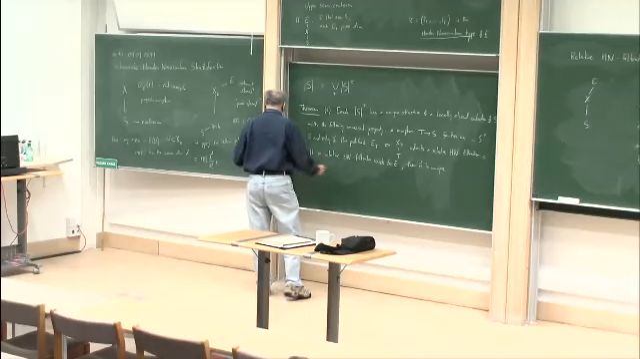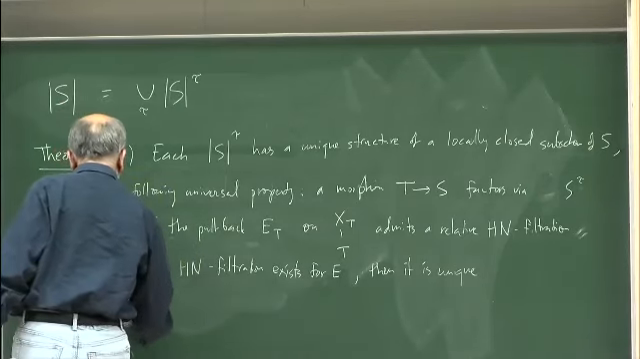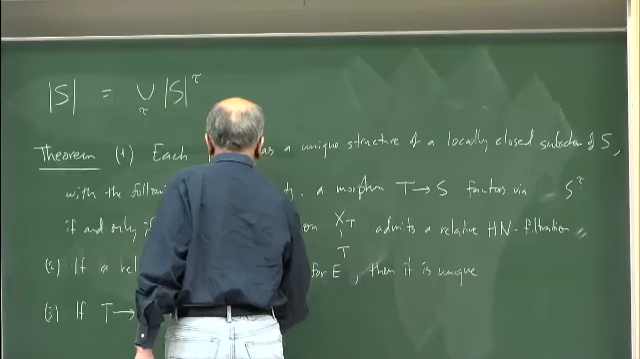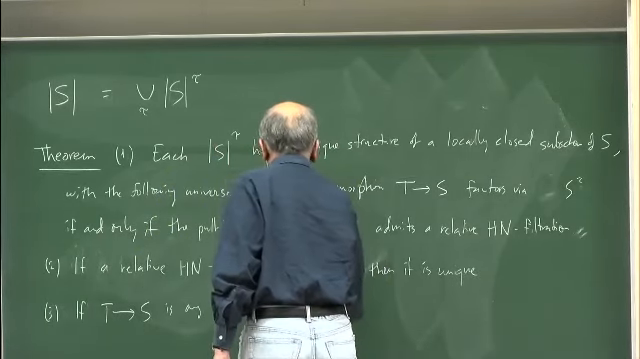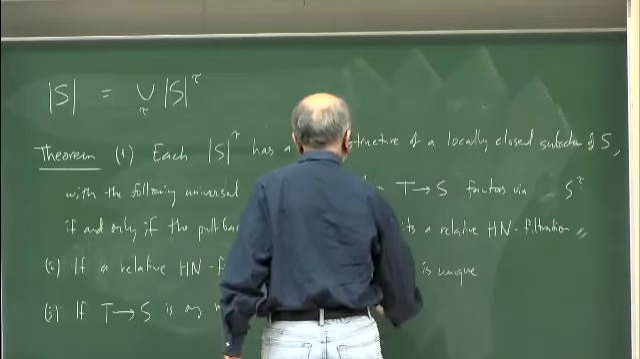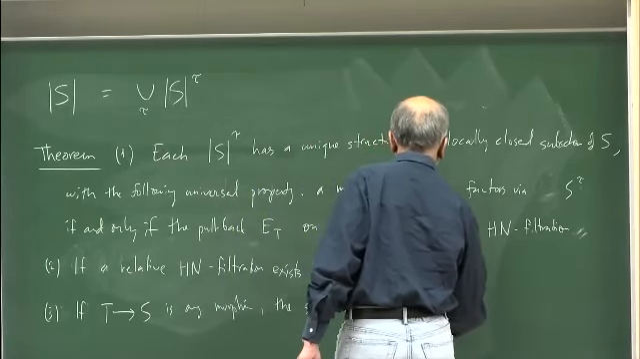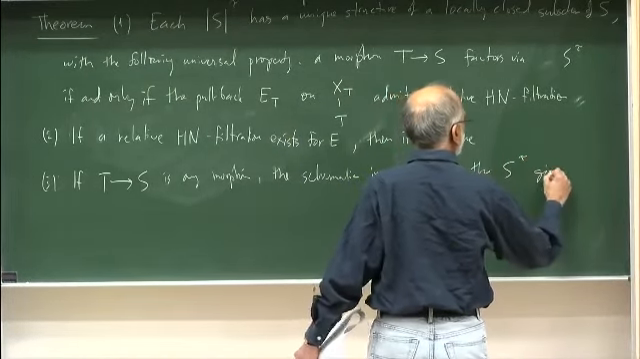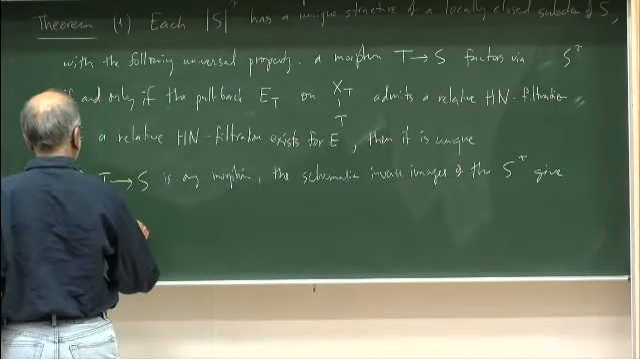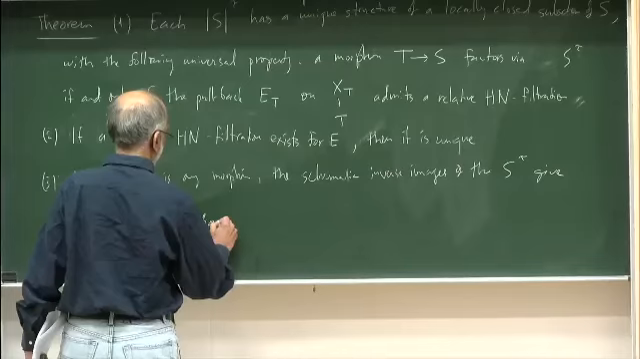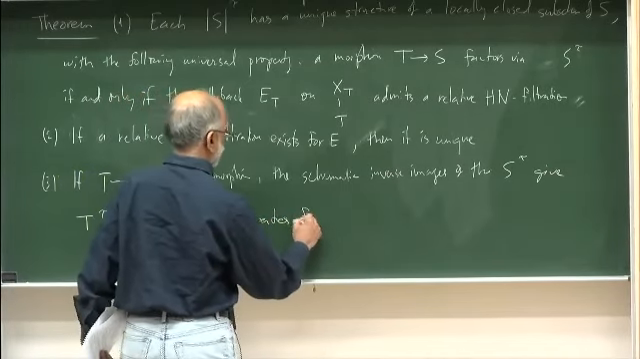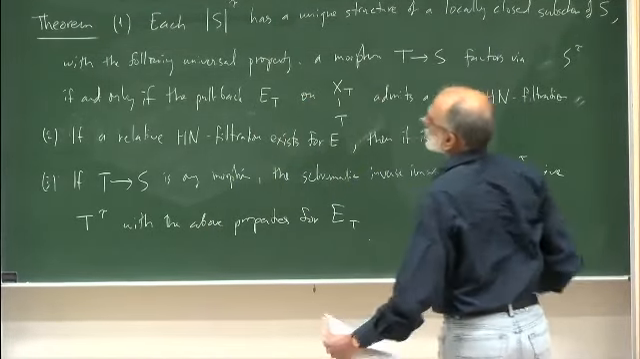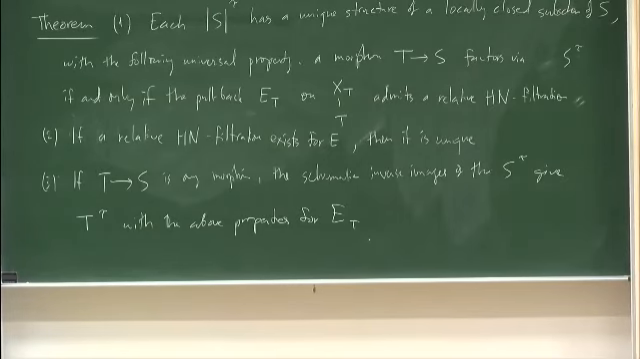And third, if T to S is any morphism, the schematic inverse images of the S_tau give T_tau with the above properties, which means the stratification base changes. Okay, so let me show you the proof.